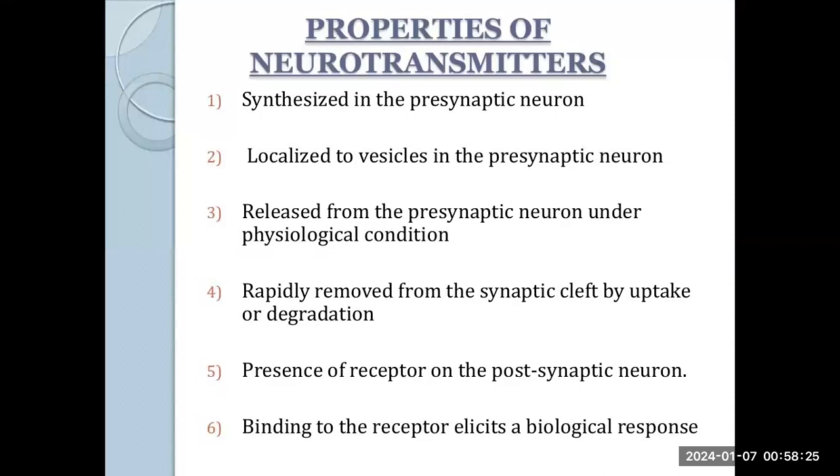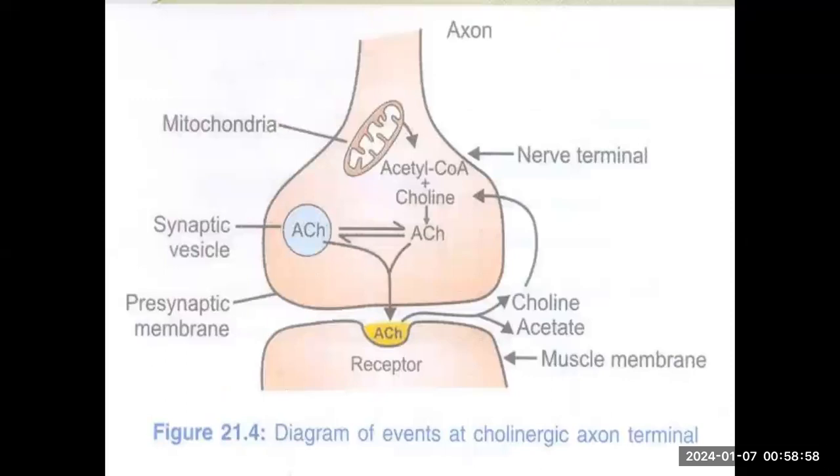As far as the properties of neurotransmitters are concerned: number 1, they are synthesized in the presynaptic neuron, localized in vesicles in the presynaptic neuron, released from the presynaptic neuron under physiological conditions, rapidly removed from the synaptic cleft by uptake or degradation, there is a presence of receptor on the postsynaptic neuron, and binding to the receptor elicits a biological response.